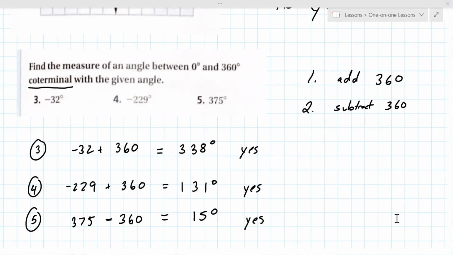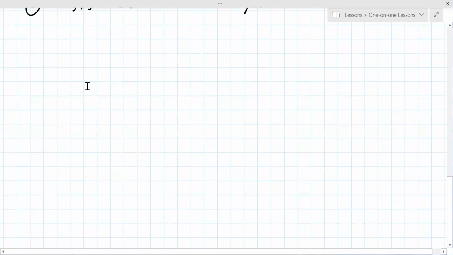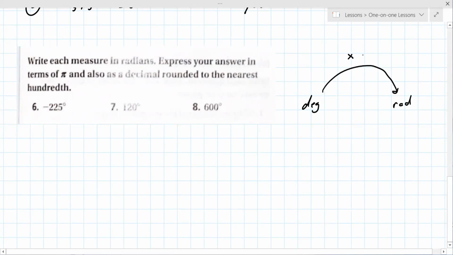All right, so the next grouping of questions, 6 through 8 here, it says, write each measure in radians. Express your answer in terms of pi and also as a decimal. Okay, so the conversion from degree to radian is the following. You multiply by pi divided by 180. So for number 6, you take this minus 225 and you multiply by pi over 180.